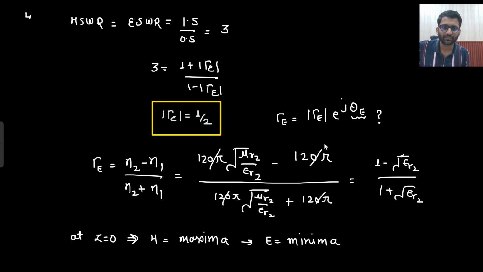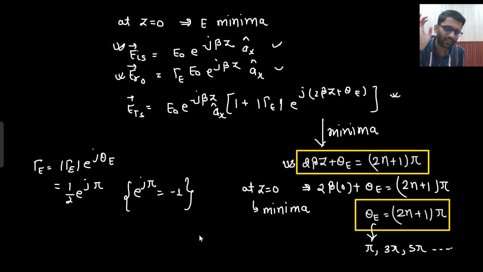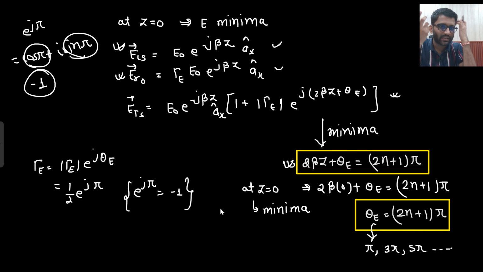1 by 2. Mode of gamma E is 1 by 2, 1 by 2 e to the power j pi. I can take any angle: pi, 3 pi, 5 pi, any angle. All will give me the same answer, because what is e to the power j pi? If you know it, it is -1, right? E to the power j pi equals cos pi plus j sin pi. What is sin pi? 0. What is cos pi? -1.